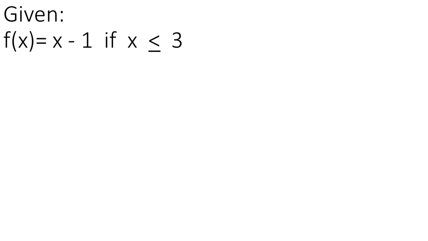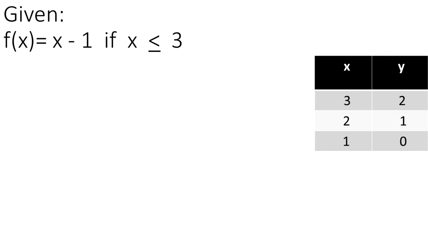We're still going to use the given f of x is equal to x minus 1 if x is less than or equal to 3. Using the data we received from this equation, we're going to graph this piecewise function equation. So here's the data. X is equal to 3, 2, and 1, and y is equal to 2, 1, and 0.